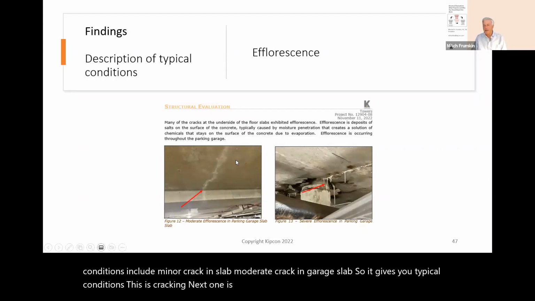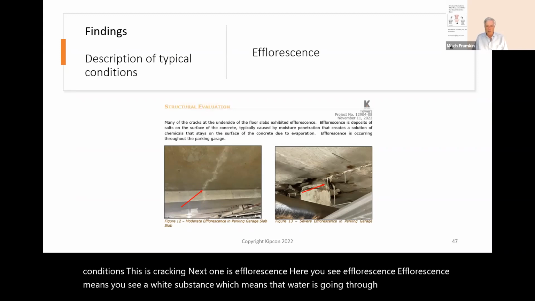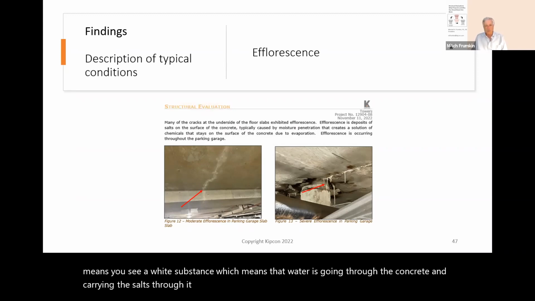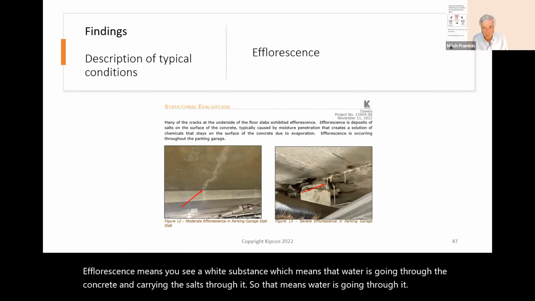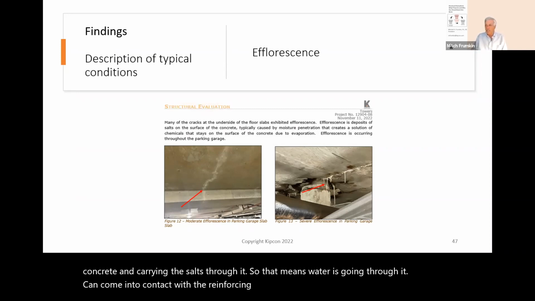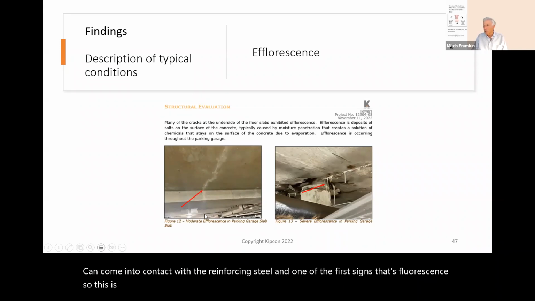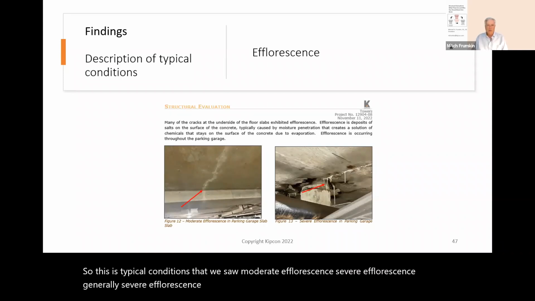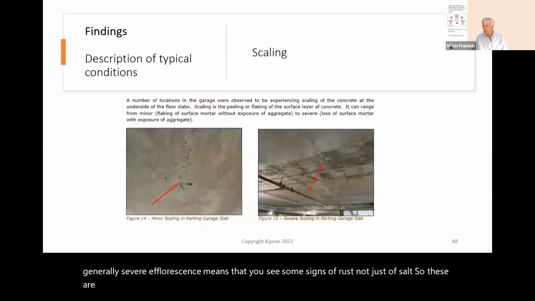Here you see efflorescence. Efflorescence means you see a white substance, which means that water is going through the concrete and carrying the salts through it. So that means water is going through it and can come into contact with the reinforcing steel, and one of the first signs of that is efflorescence. So these are typical conditions that we saw: moderate efflorescence, severe efflorescence. Generally, severe efflorescence means that you see some signs of rust, not just of salt. So that's a couple of general conditions that we saw.